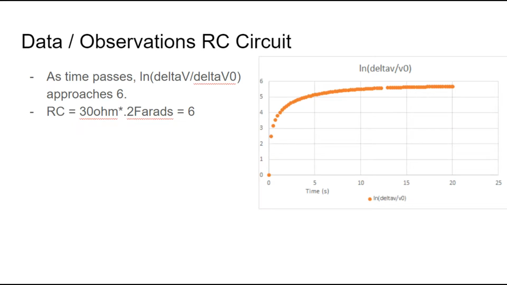When the natural log of potential difference over the potential difference at time equals 0 was plotted, as time approached infinity, the value of the graph approached 6. This is consistent with RC, which equals 30 ohms times 0.2 farads, which is 6.